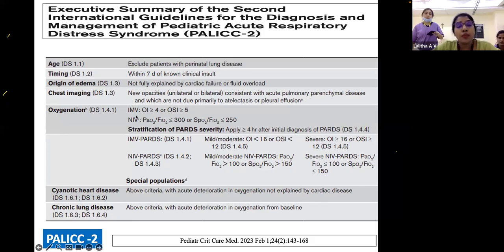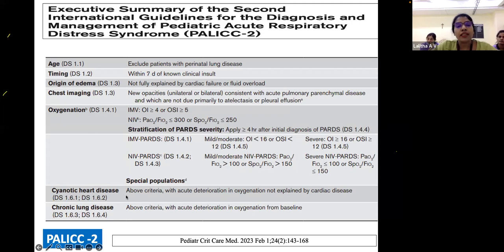In the early stages of ARDS, we do consider non-invasive ventilation. So one can still try with NIV, non-invasive ventilation. There we calculate the PF ratio. That is PaO2, what you get on the blood gas, divided by the FiO2, how much FiO2 you are going to set. If it is less than 300, then it is ARDS. Or the SF ratio, where SpO2 is what you get on the pulse oximeter, so SpO2 divided by FiO2, if it is less than 250. So remember these numbers. Once you do this, we'll move on to the stratification after 4 hours of initial diagnosis. We will deal with that in the next slide.